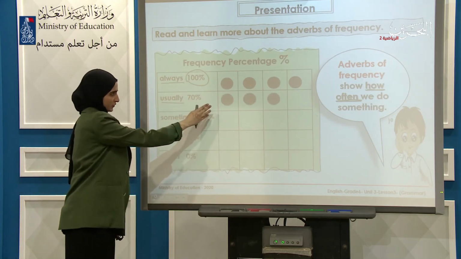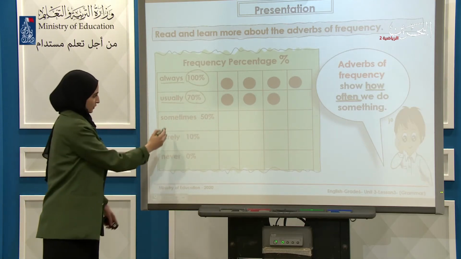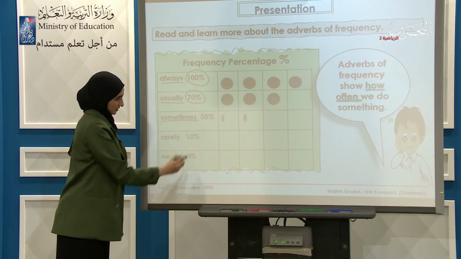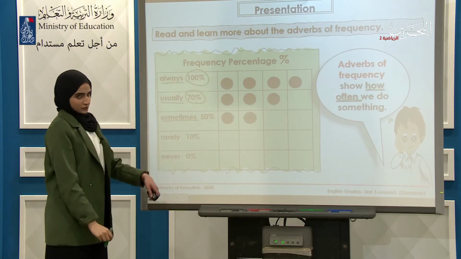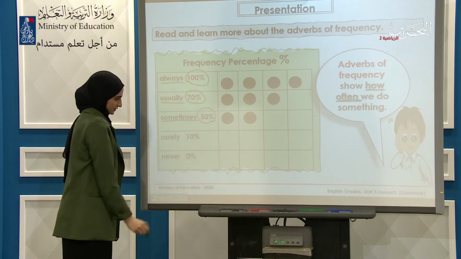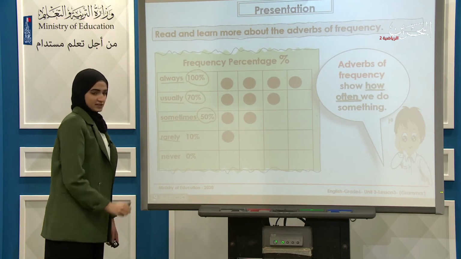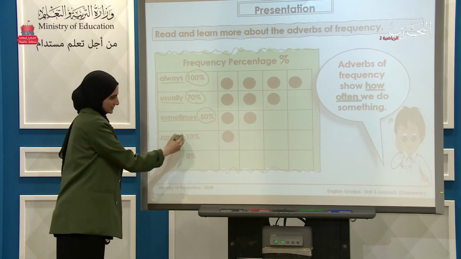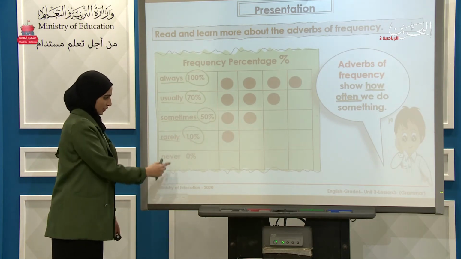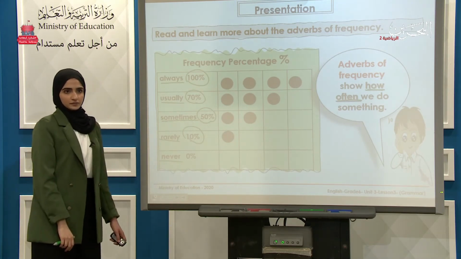It's almost full. It means 70%. Third, we have sometimes. It means sometimes you do it and other times you don't do it. It means 50%. We have rarely. It means almost never, only 10%. And the last one we have is never. It means you don't do it at all.